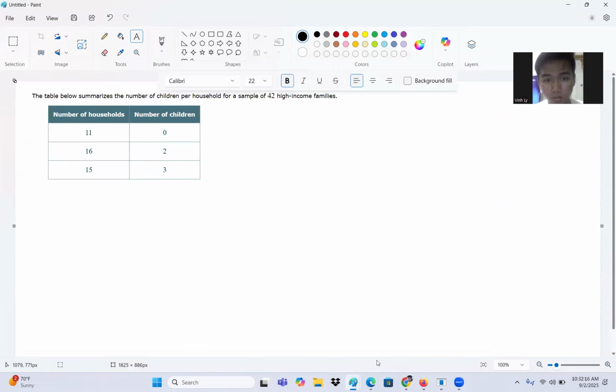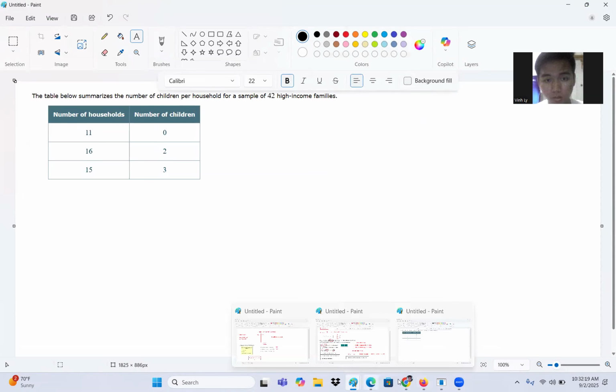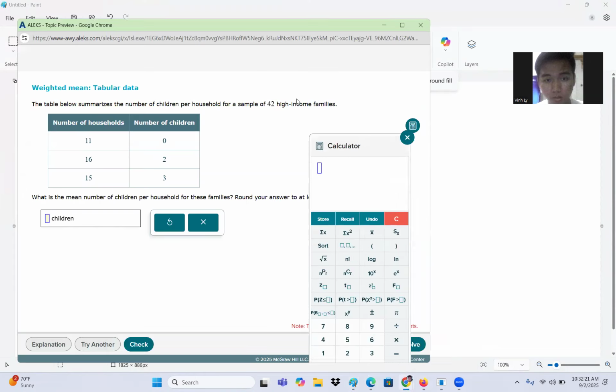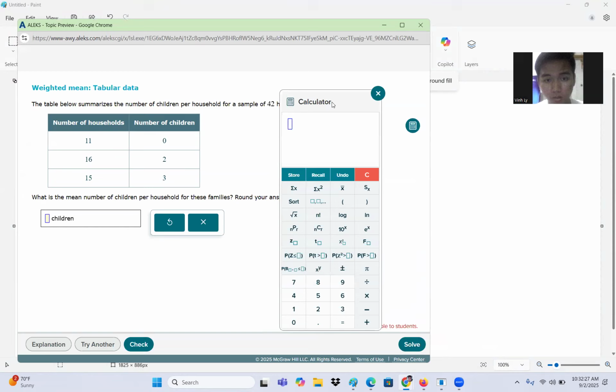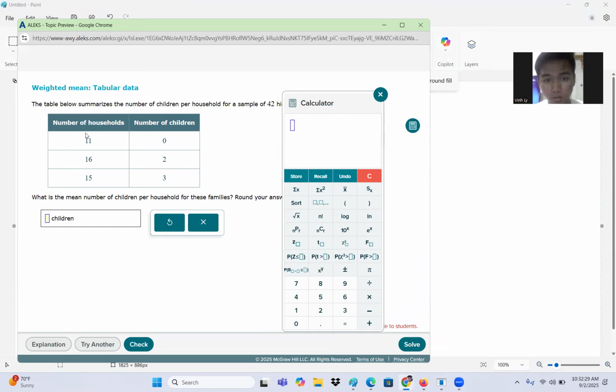All right, guys. The calculation should be: we need to figure out the number of households. We have 11 households with zero children, and we have to hit divide first. Make sure we hit divide first. We take 11 times 0, we can skip that, and then we take 16 times 2, and then 15 times 3. That's the number of children divided by the number of households.